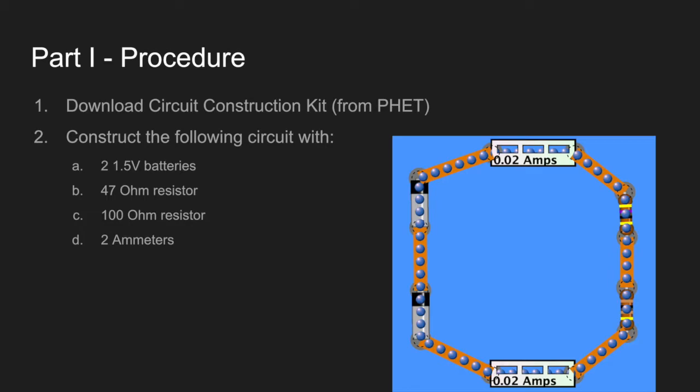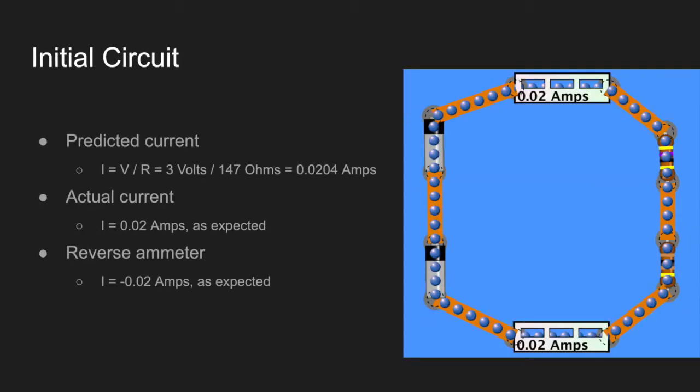Part 1 of this lab involves creating a circuit in PHYS Circuit Constructor Kit. Let's first construct a circuit using two 1.5 volt batteries, a 47 ohm resistor, a 100 ohm resistor, and two ammeters, as seen to the right. Given the initial circuit, we can predict the current by dividing voltage by resistance, per Ohm's law. Our predicted current is 0.0204 ohms. The actual current is just as we expected, though with less precision.